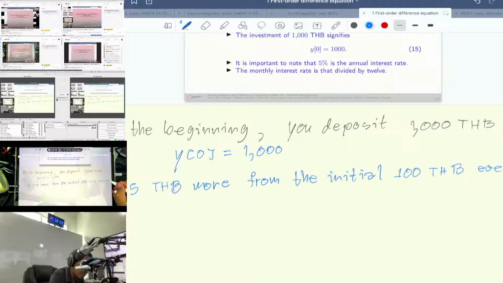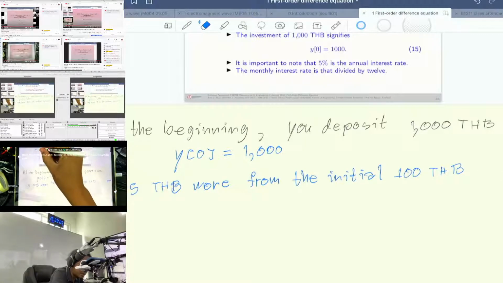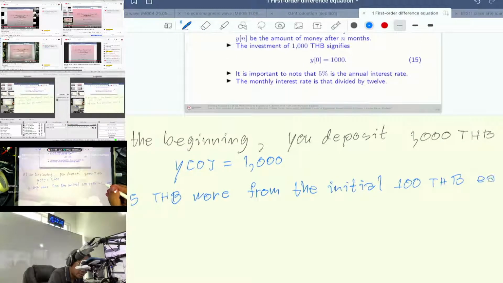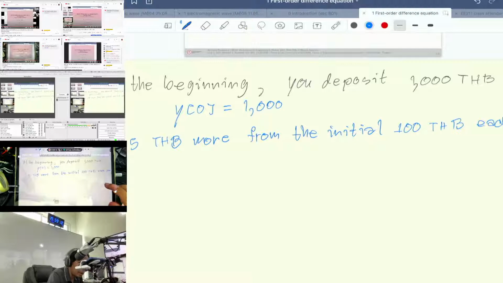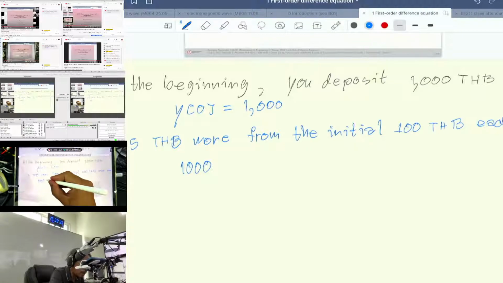Right. Do not write them together. Each year or every year. Okay, so for example, if you have 1,000 after 1 month, right? So we have to say the time.